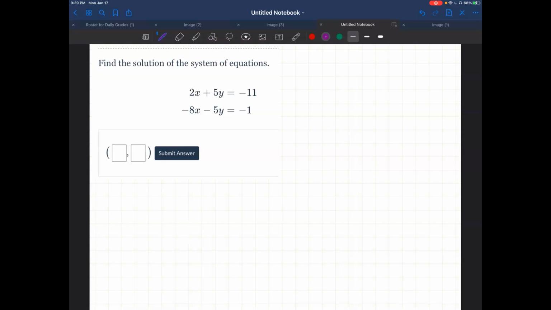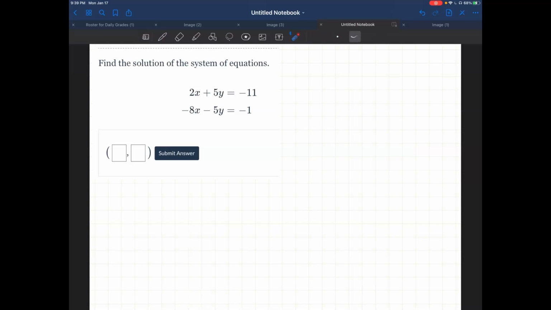All right. So we talked about this in elimination strategy, and hopefully you saw this in the other video tutorial. What you're trying to do is eliminate a variable so that you can solve for the other one. So when you have these two equations here, you have 2x plus 5y equals negative 11. You also have negative 8x minus 5y equals negative 1. So you have two options, really.